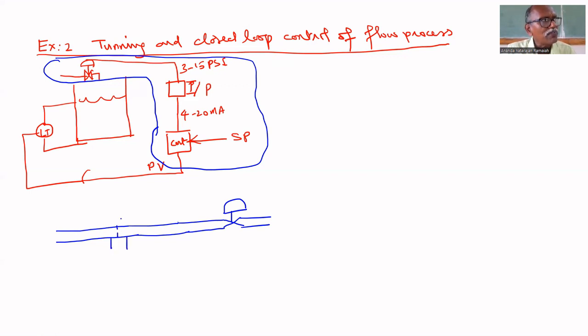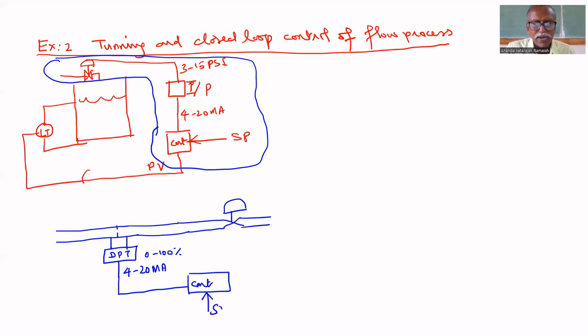You might have studied about orifice plate in industrial instrumentation. 2 tappings are taken before that orifice plate and after that. And it is given to the DPT, differential pressure transmitter, that gives the flow rate. That flow rate is 4 to 20 milliamps. 0 to 100% is represented by 4 to 20 milliamps by this DPT transmitter. The flow rate we are getting should be given to the PID controller. For the controller, we are giving set point also.